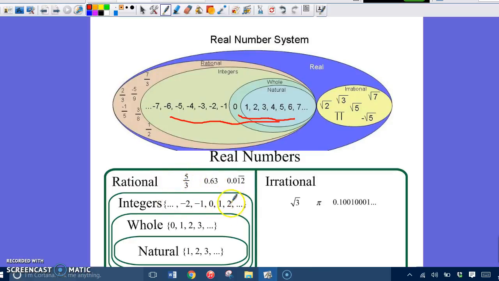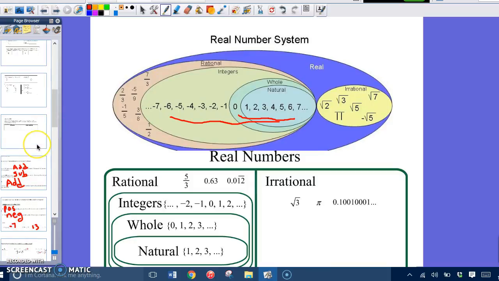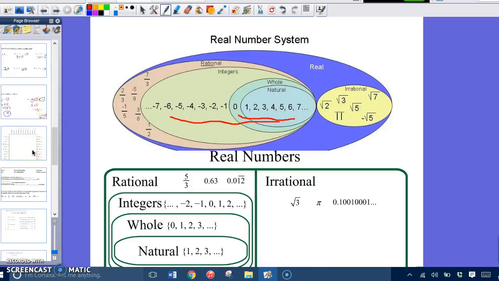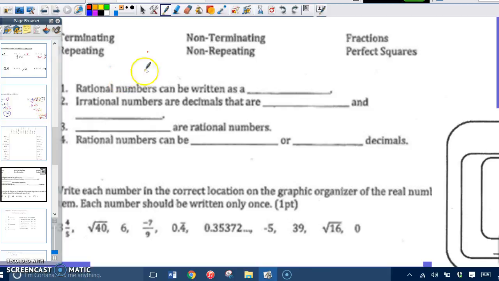Integers, think of another number line. Whole numbers are 1, 2, 3, 4, 5, 6, 7, 8, and so on, everything on a number line including the 0. Natural numbers are everything on that number line except a 0. Got that? So that helps out when we are looking at this page that's right here, which we're going to do next. Voila.